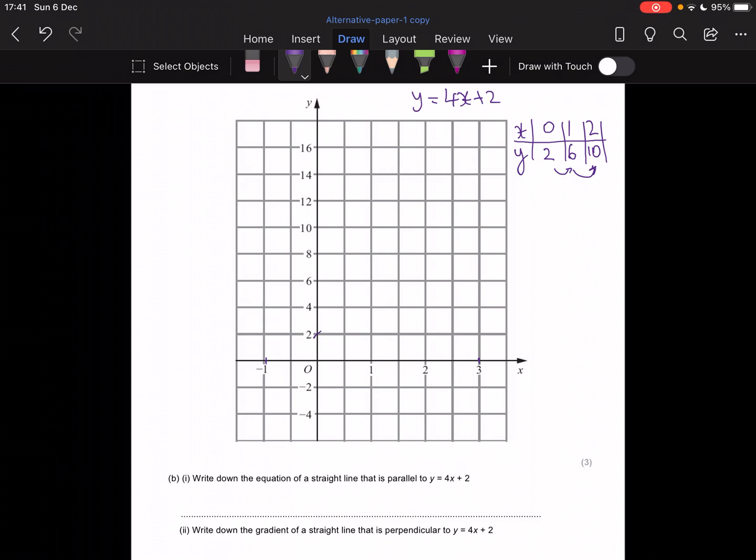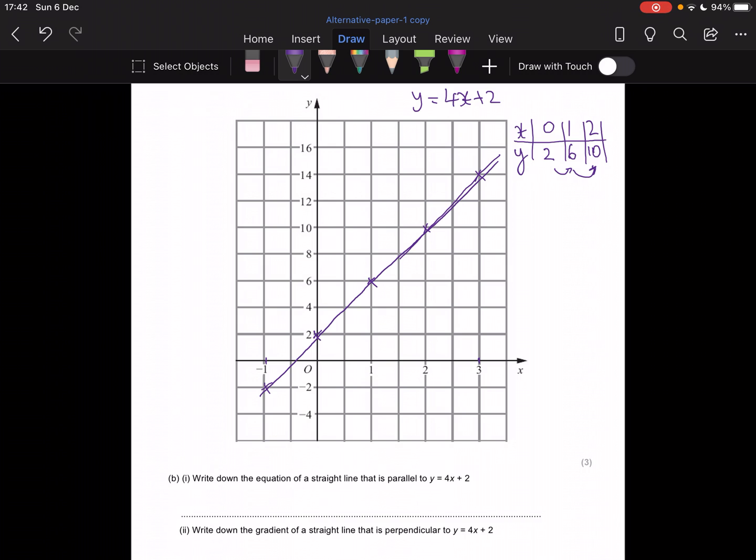So 0, 2 is here, 1 and 6 is there, and then 2 and 10 is here. Obviously, you guys are going to have to plot another one. So another one on this side because it's asking for values of x between minus 1 and 3. So that would be 3 and 14 if you wanted to. And on this side, it's going to be minus 1, minus 2, like that. And then I'm going to connect them with a nice ruler drawn line. In your exam, for me, it's just going to have to be a hand-drawn line, which didn't come out too bad actually.